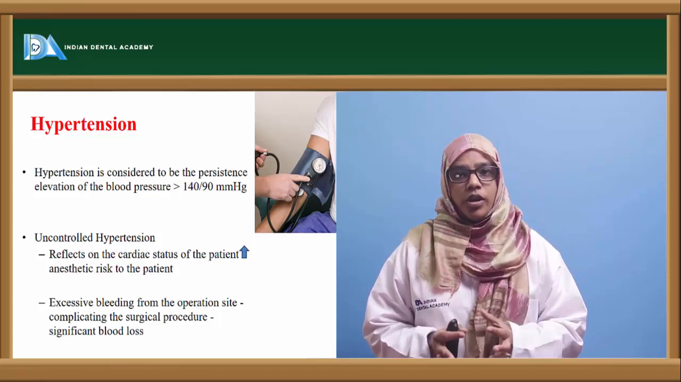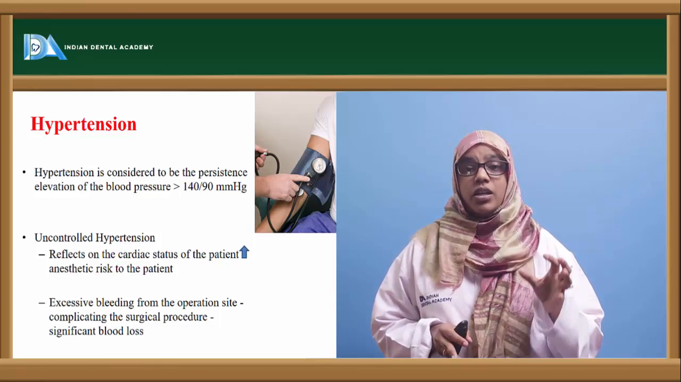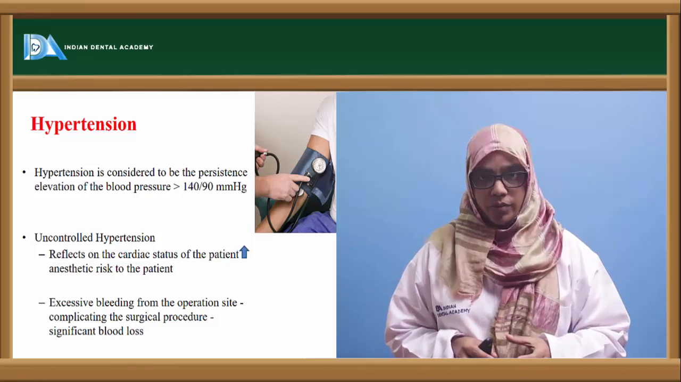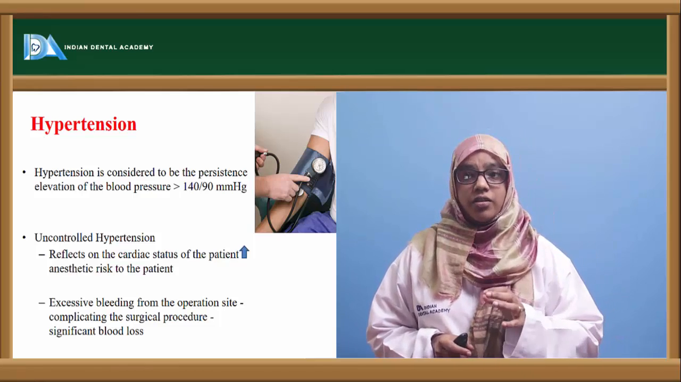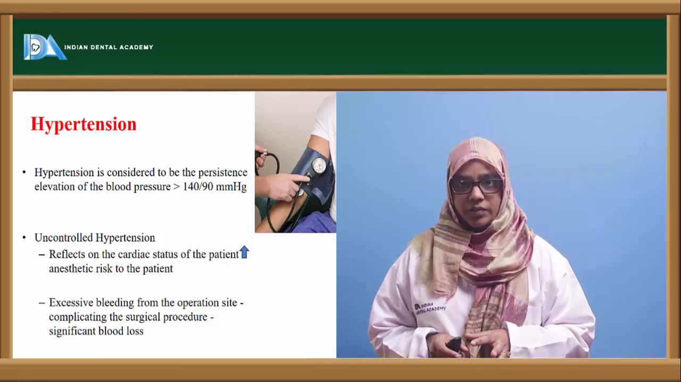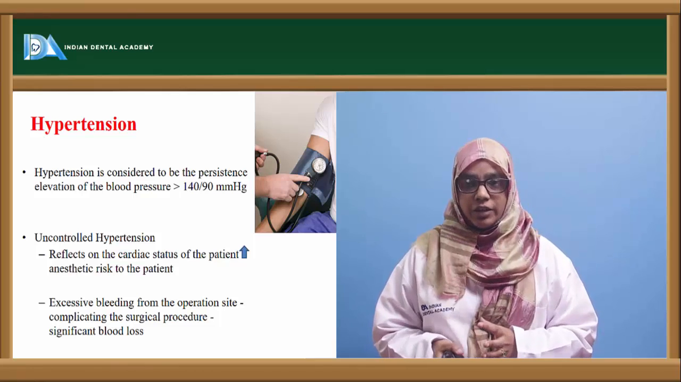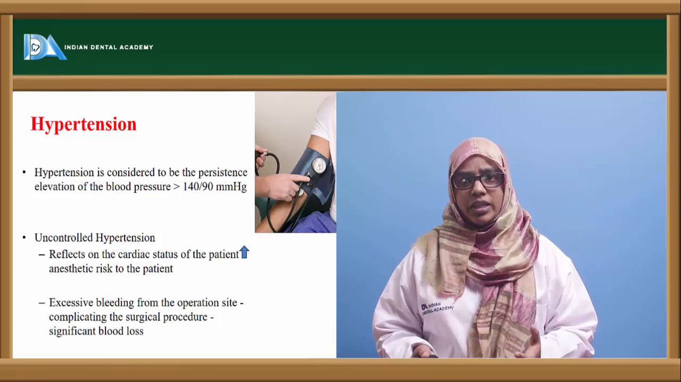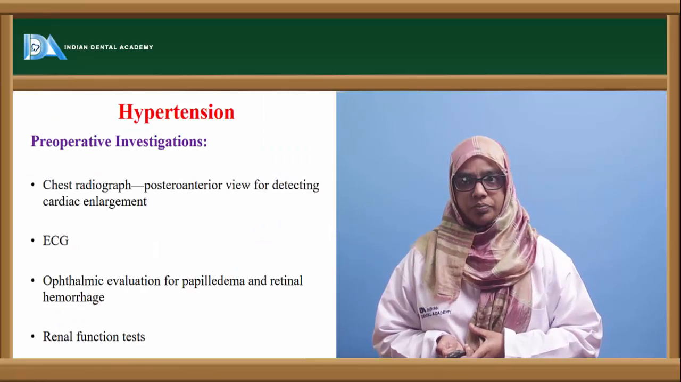Okay, controlled hypertensive patients who are on medication, no need to worry. But uncontrolled hypertension is a problem. Now, they reflect the cardiac status of the patient and they are at higher anesthetic risk. Because of the elevated blood pressure, there is excessive bleeding from the operation site, which will complicate the surgical procedure. And at the same time, there will be a significant amount of blood loss.